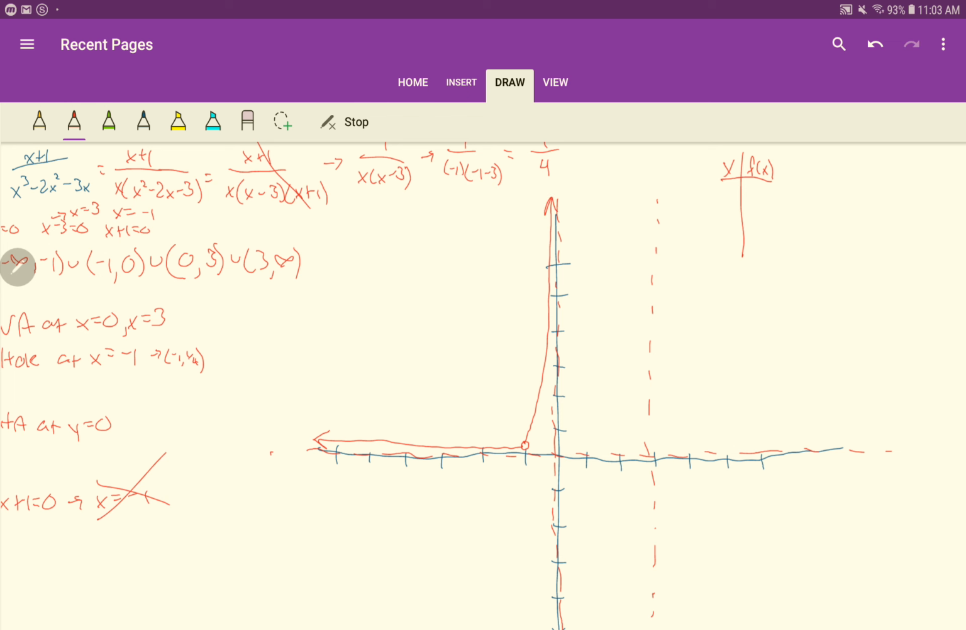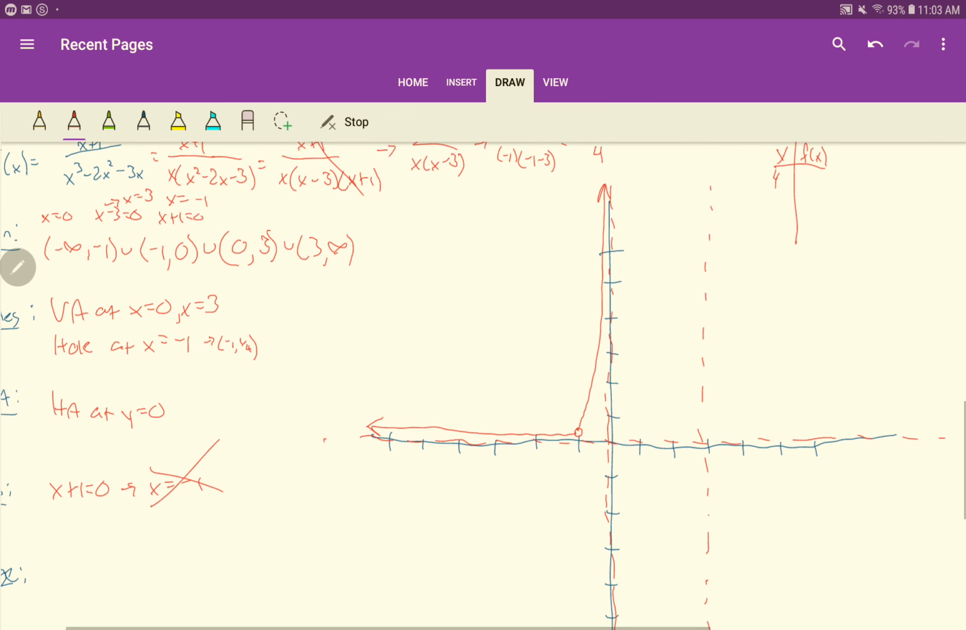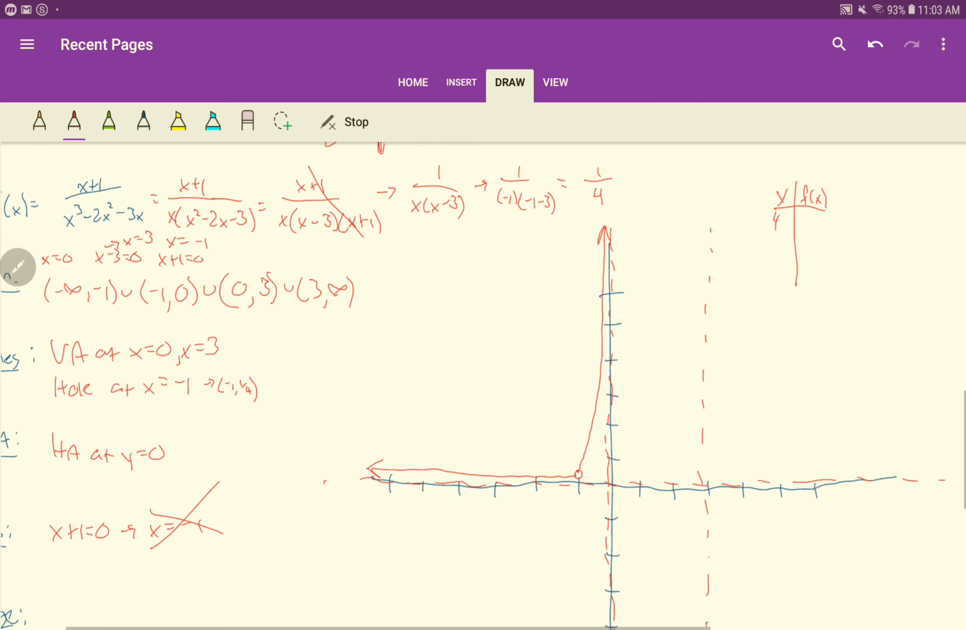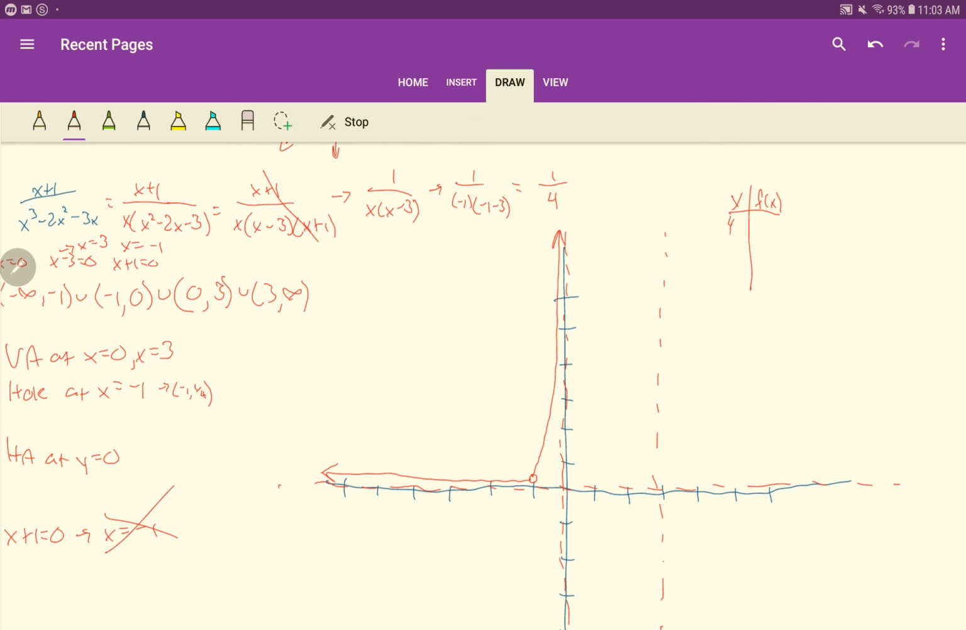Okay, let's go ahead and pick a nice point over here. So let's pick like 4. Okay, so I'll plug in 4. All right, so then for 4, if I plug that in, we'll get 1/4 as well. So (4, 1/4), just like right there. And so our graph's going to come down and look like this.